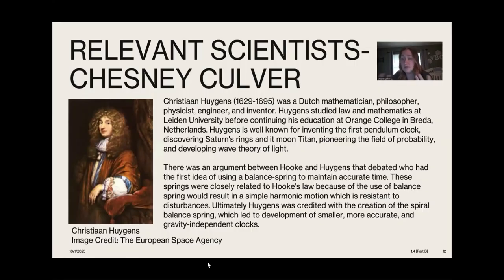Huygens is well known for a bunch of different things, a few of those things being he invented the first pendulum clock, which we'll talk about a little more in a second in relation to Hooke's law. He is also credited with discovering Saturn's rings and its moon, Titan. If you're familiar with a certain submarine here lately named the Titan, it was named after that moon that was discovered by Huygens. So again, he is really famous for a lot of different things.